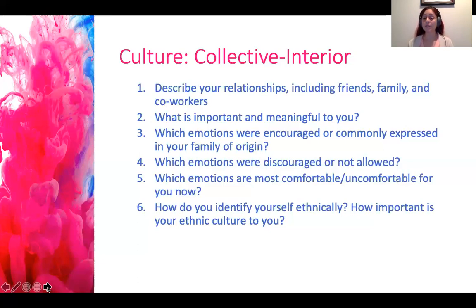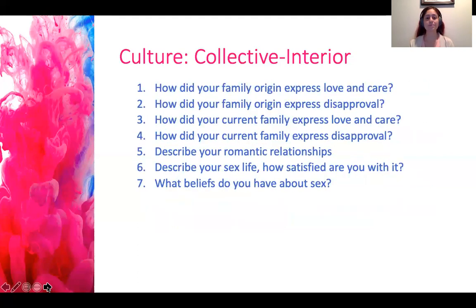How do you identify yourself ethnically, and how important is your ethnic culture to you? Remember, in the legal and ethical section, we talked about how we want to show sensitivity to culture, right? And not assume that we know everything about a person just by looking at them. So this is a helpful question to find out about their ethnicity. And you could add to this, tell me how you identify yourself in terms of gender and how important that is to you. And the same for other social group identity memberships. So this could be a nice guide for assessing those things.